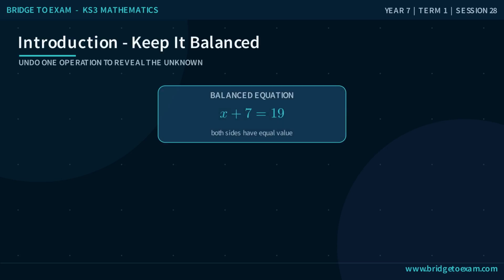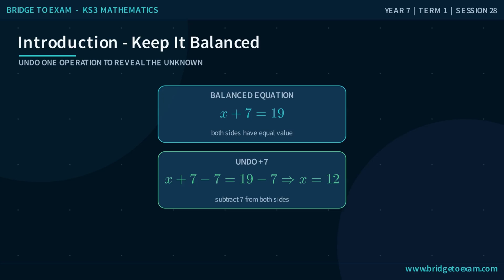Session 28. Solving one-step equations. Imagine x plus 7 equals 19 as a balanced scale. The unknown box and 7 on one side have exactly the same value as 19 on the other. To uncover x, undo the plus 7 by subtracting 7 from both sides. The balance stays level, and x equals 12.